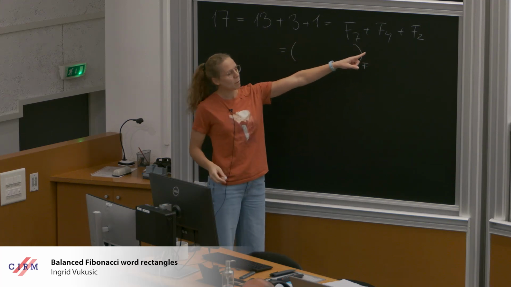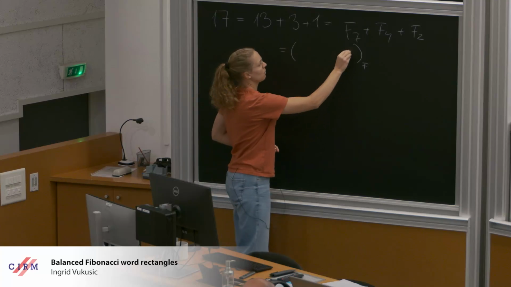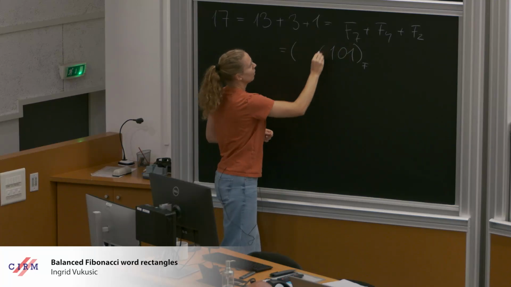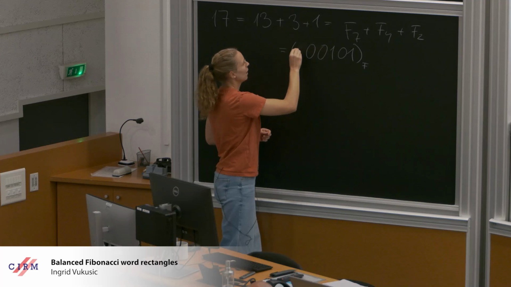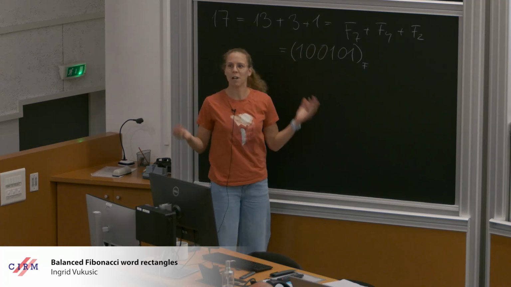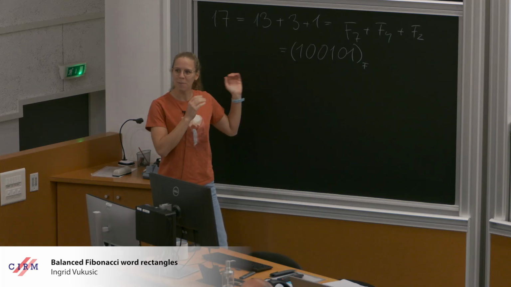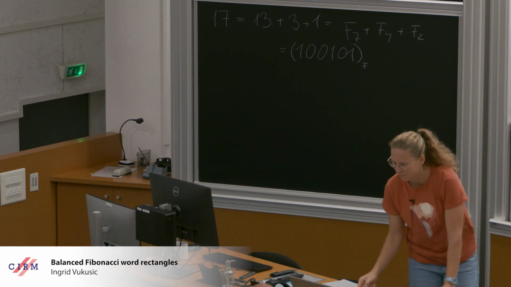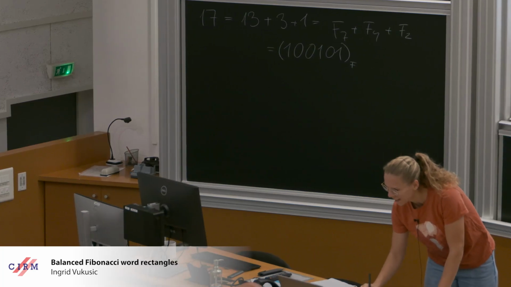well, what's the smallest one we could have? F2. We do have F2. We do not have F3. We do have F4. No F5. No F6. 1 F7. And that's the digit representation in Fibonacci representation. And this will be important later. But for now, we've talked about Fibonacci numbers.